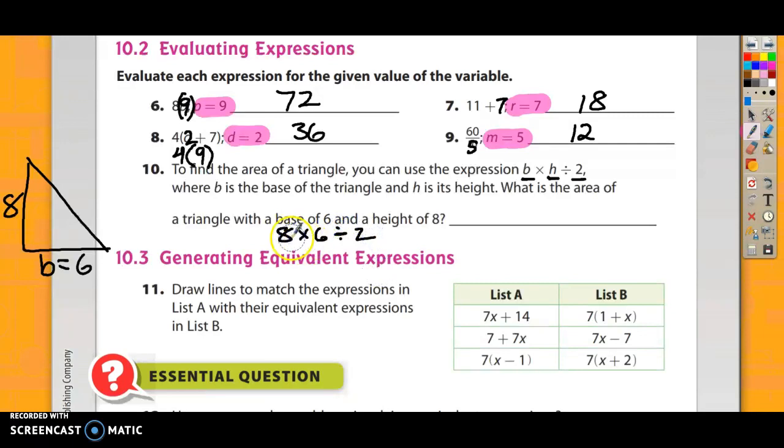And I should just do 8 times 6 first, which is 48. And then 48 divided by 2 is 24. And it doesn't give us any units, so it's square units. 24 square units. Okay, cool. Let's move on to section 10.3.